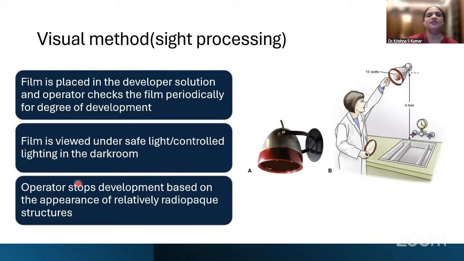Now coming to the other methods of processing, that is the visual method or sight processing. It's manual visual method. So it is done in a darkroom setting. The darkroom should be properly light proof with a safe light of 15 volts or 7.5 volt, with 4 feet distance between the light and the surface where you are working.